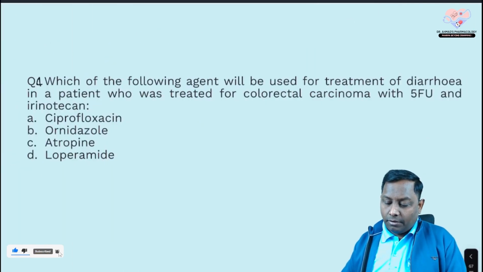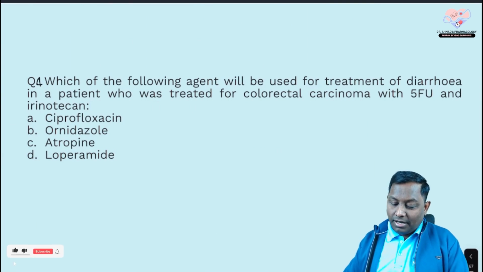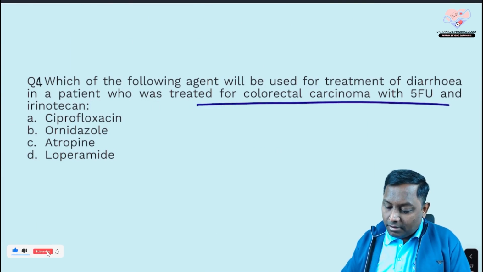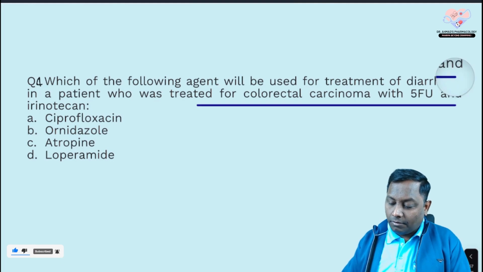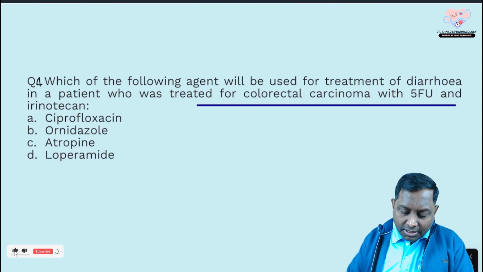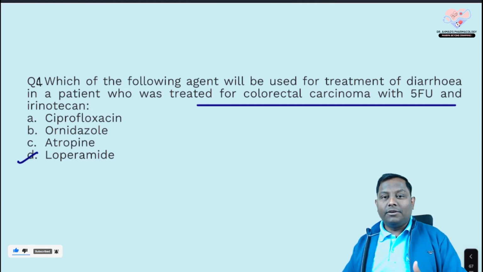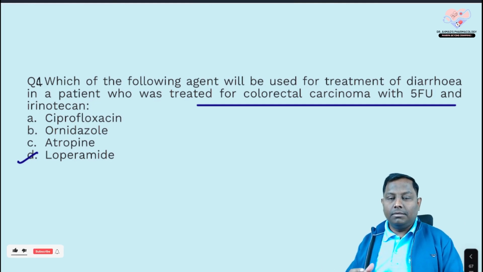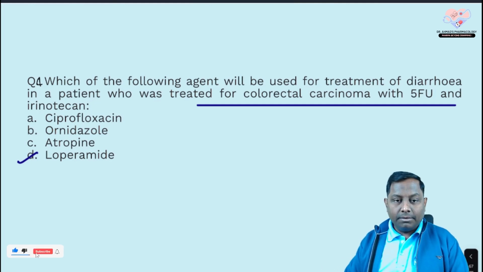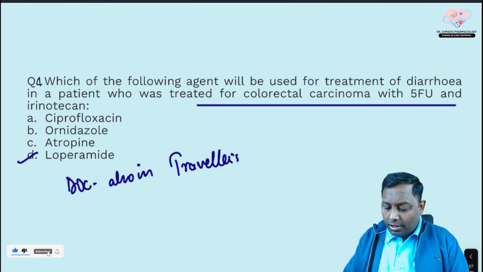Which of the following agents will be used for the treatment of diarrhea? I just discussed this in the previous episode. Diarrhea in a patient with colorectal carcinoma on 5-fluorouracil and irinotecan. That means chemo-induced diarrhea, and the drug of choice we have discussed, right? Loperamide. This same topic has already been asked in June 2022. In January 2023, they have changed the language a little bit and asked, right? The same kind of drug, an opioid, can also be the drug of choice or preferred drug in a patient with traveler's diarrhea.